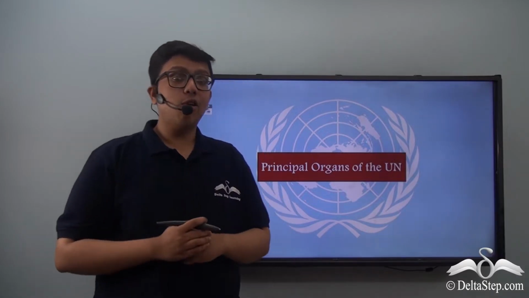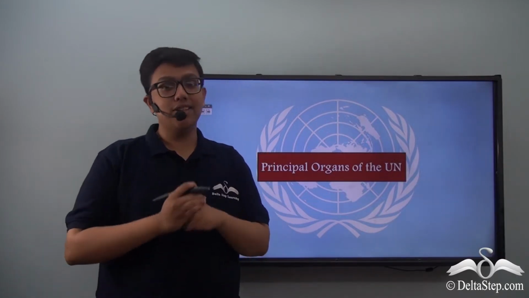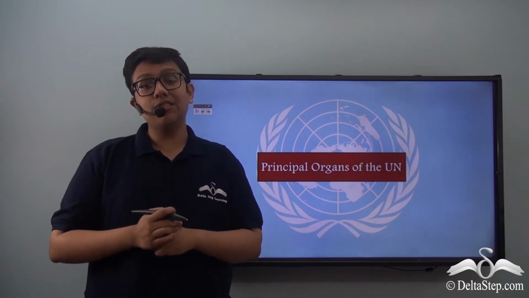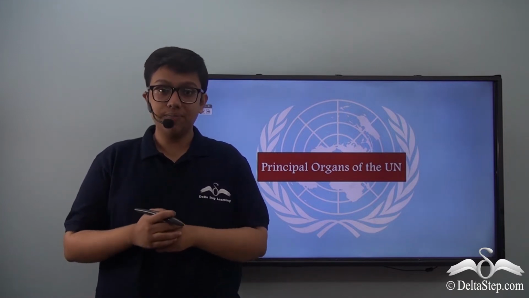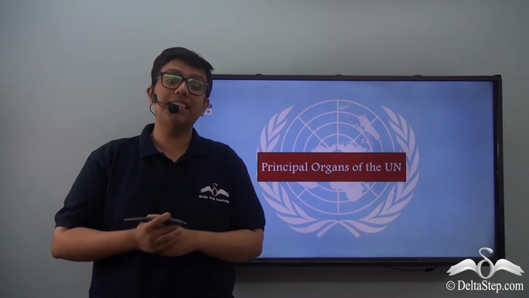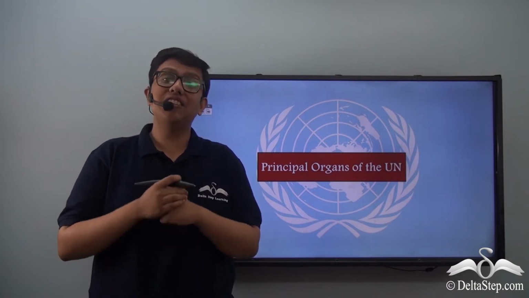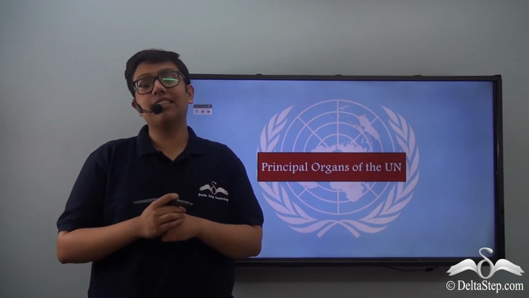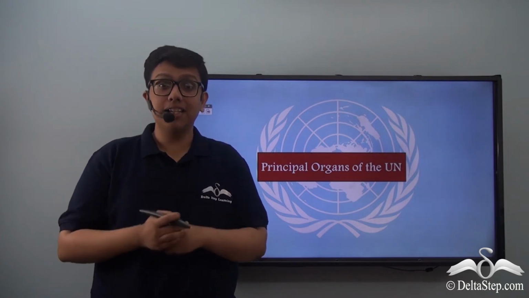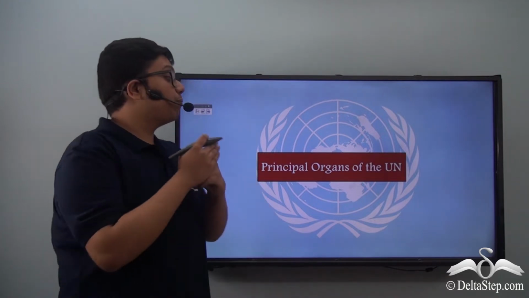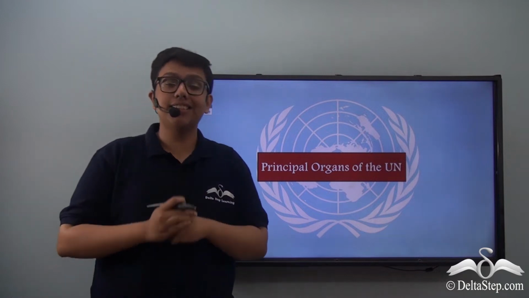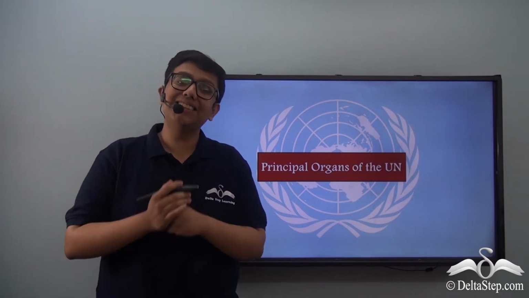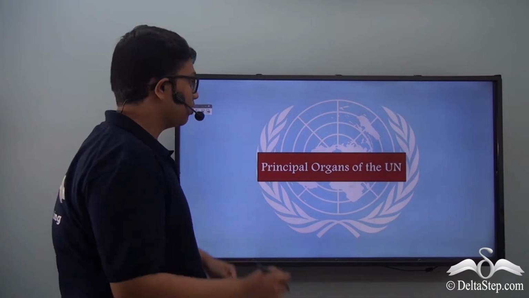Now, we saw the structure of the United Nations in detail. We understood the reason behind its formation, and we also saw what its objectives, aims, and achievements are. Now we have to understand how the United Nations operates, and it is through its principal organs. And therefore, in this lesson, let's look at these principal organs of the United Nations.